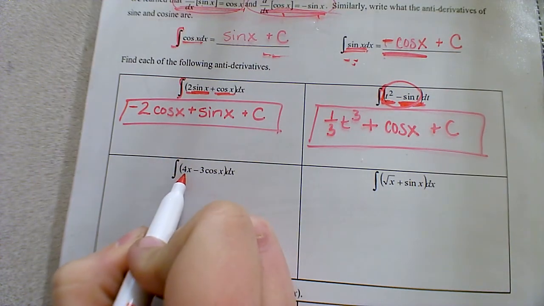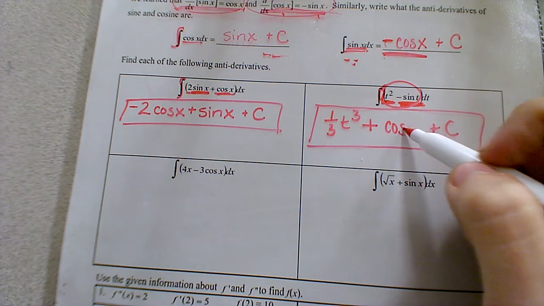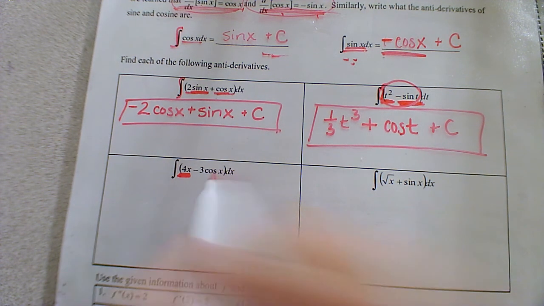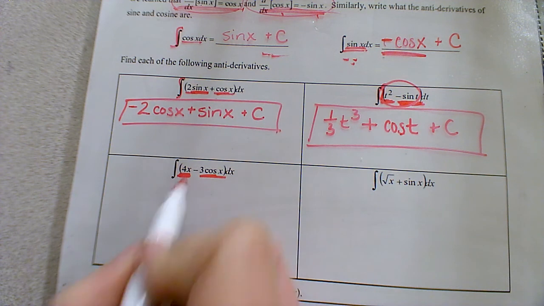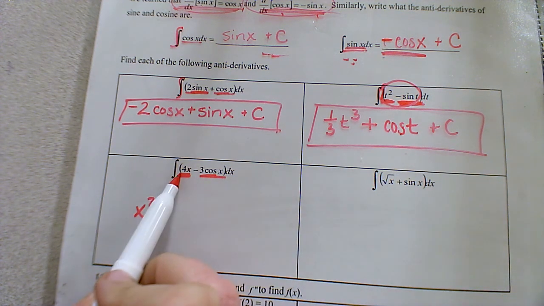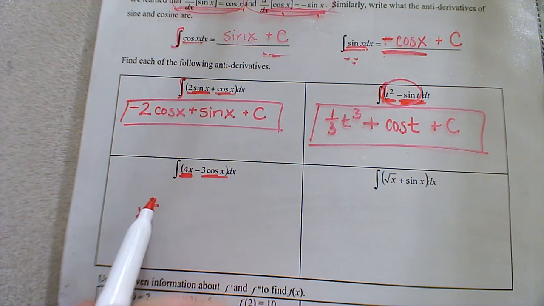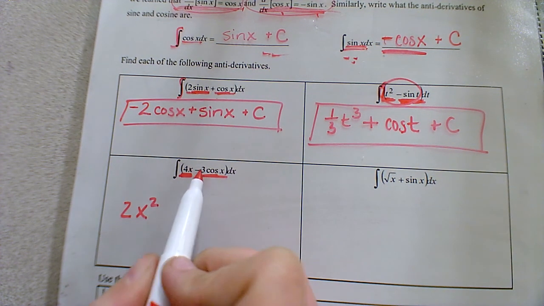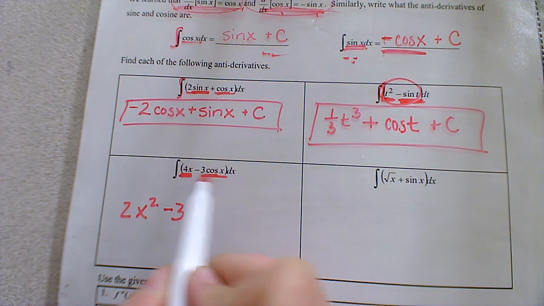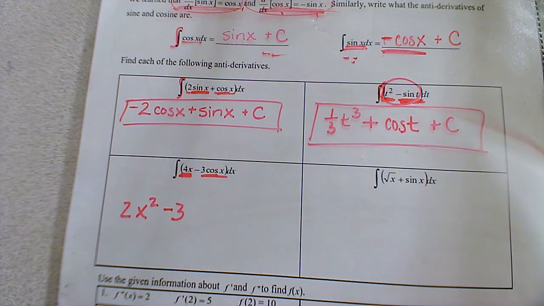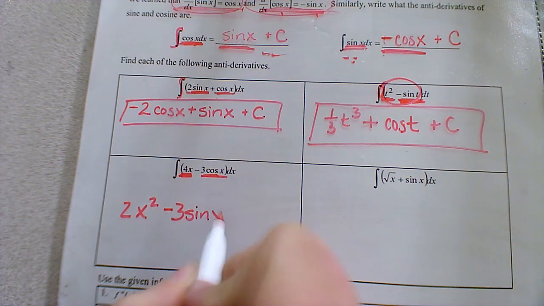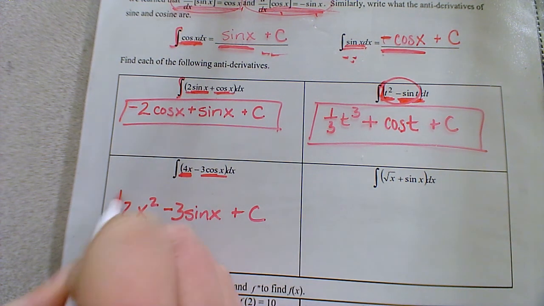Looking at the next one, oh, that should be a t there, my bad. Looking at the next one, a reverse power rule for the first, and then a special antiderivative for the second. So I'm going to add 1 to the power, which would be power 2, and divide the coefficient by the new power, so 4 divided by 2 would be 2. I'm then going to subtract 3 times the antiderivative of cosine. If I work backwards from cosine, I'm going to get sine, and don't forget the plus c.